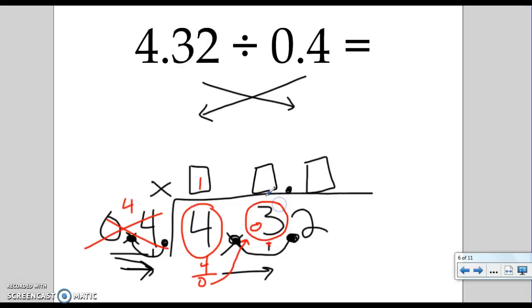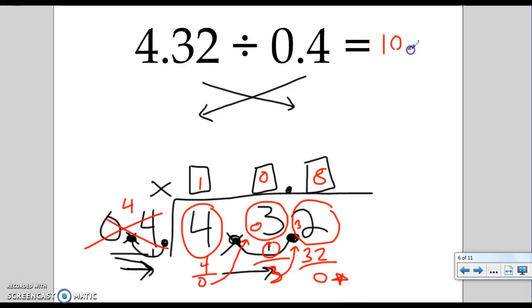4 times what gets me closest to 3? Well, that would be 0. That lands at 0, and I'm 3 away. Throw that 3 up next to my 2. I am now at 32 for my target. 4 times 8 gets me closest to 32. It hits 32, and I land at 0. No need to annex for this one. I have a final answer of 10 and 8/10.